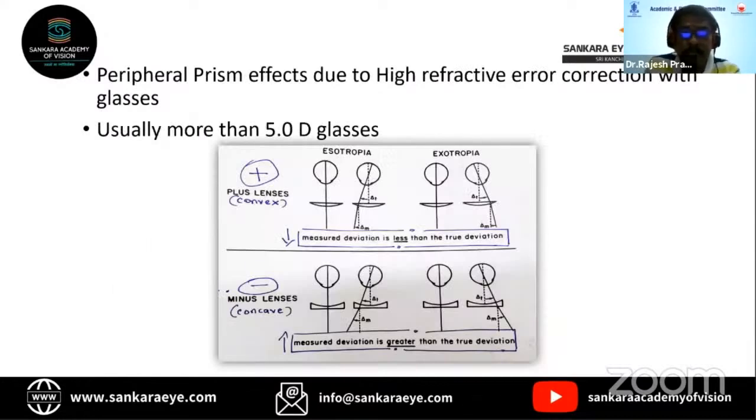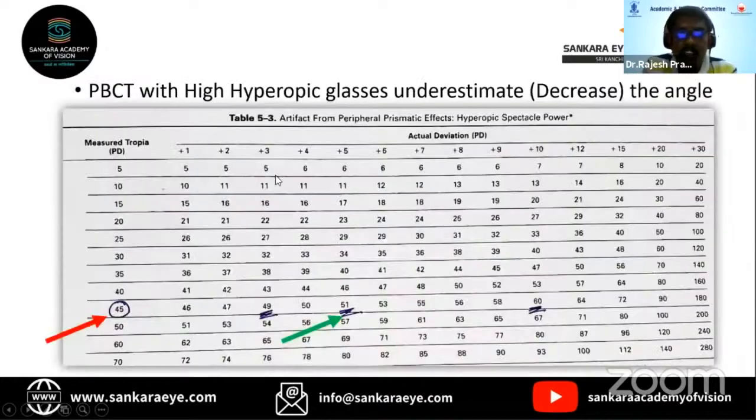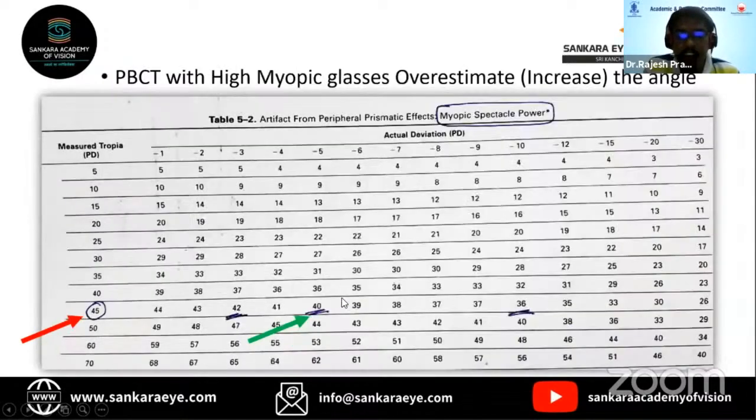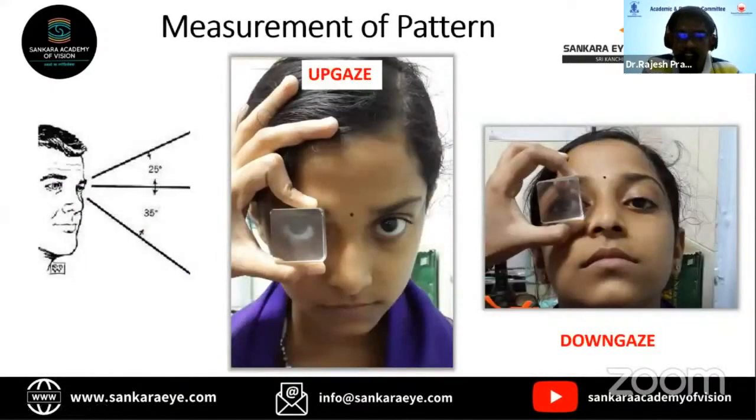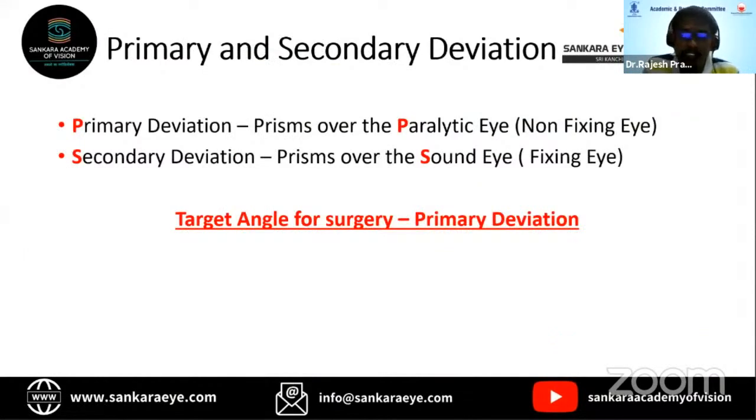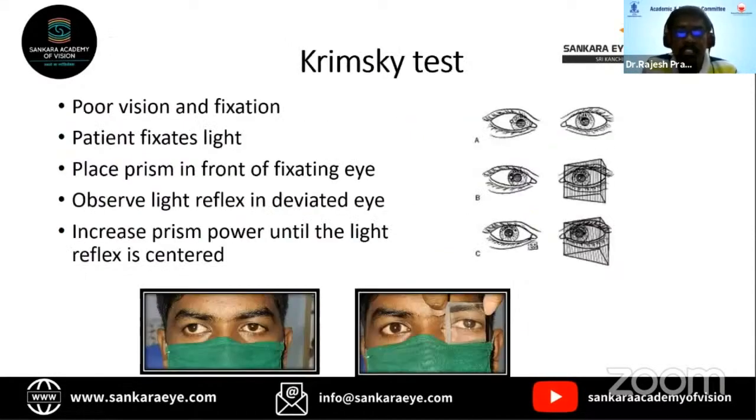And as you all know, the peripheral prism effects can be there when we measure the prism deviation, squint deviation with the help of high hypermetropic or high myopic glasses, usually more than 5 diopter of glasses. So again, Rosenbaum comes out with a table of high hyperopic glasses, where we have to clearly look into the tabular column and make some adjustments. And pattern deviation is, again, you have to measure for up gaze and down gaze, and primary and secondary deviation also should be dealt. Krimsky test is used when there is a poor fixation. Here, either modified Krimsky or Krimsky can be used. The prisms are kept over the fixing light and look for the centration of the deviated light.